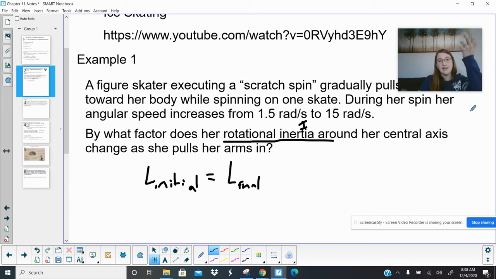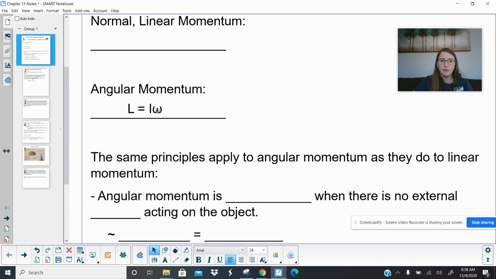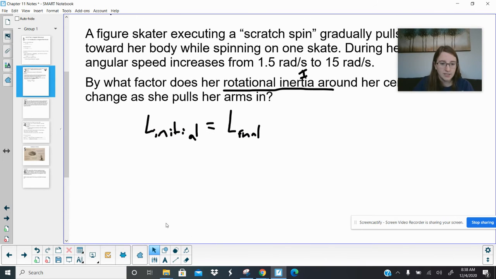Now, again, we have this kind of inverse relationship here, so we can make a prediction. If we need momentum to be conserved, as speed increases, as our angular velocity increases, what do we think is going to happen to the rotational inertia? Again, looking back to our formula, I'm going to go ahead and just copy that over. This was our angular momentum formula: I, rotational inertia, times omega, our angular velocity.